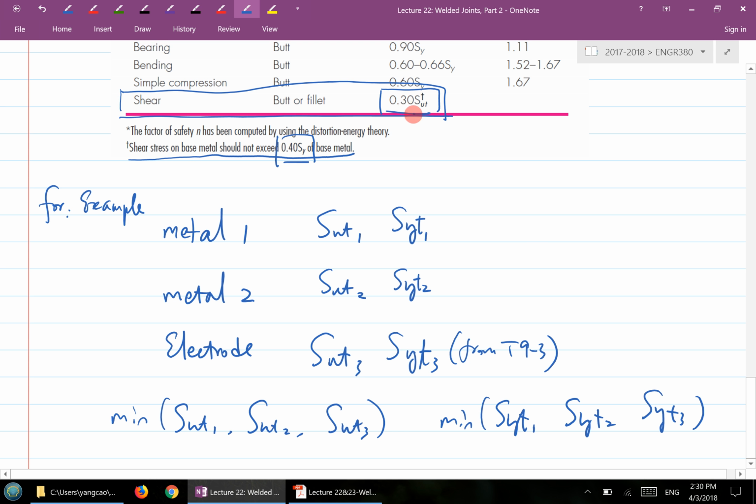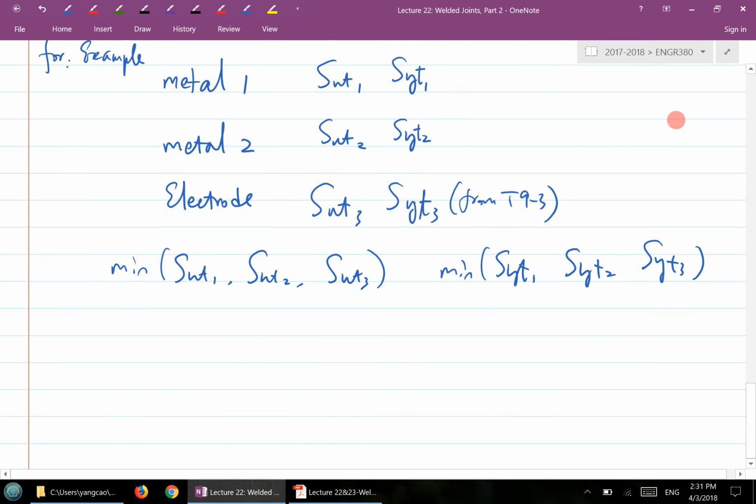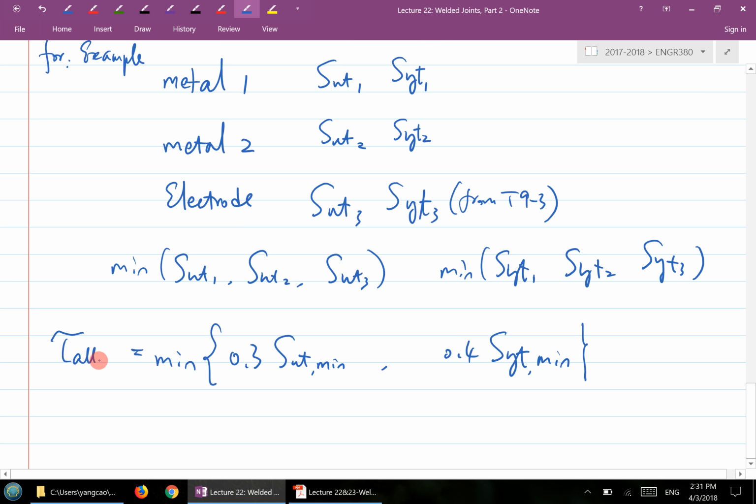Once we find the 2 minimums, we're going to use the welding code here. One is this 0.3 SUT, the other one is the 0.4 SYT. So you calculate 0.3 times the SUT minimum, and 0.4 times the SYT minimum. So find the 2 things based on the welding code. Once you find these 2, find again the minimum value from these 2 numbers. That will be our allowable shear stress for the welded joints here.